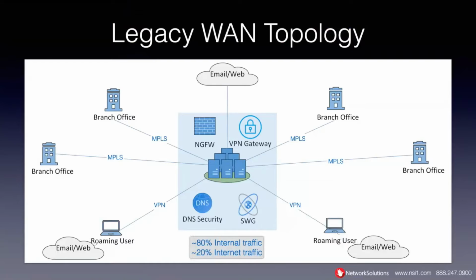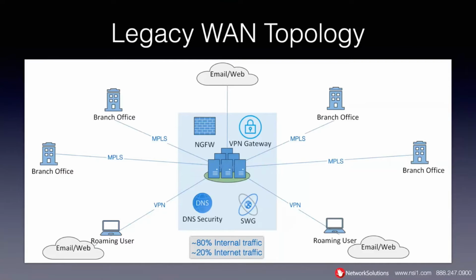A typical WAN topology: you've got a corporate office, a central data center that provides access to the internet, and a few branch offices with MPLS or leased line or fiber, getting internet access through the data center. And a few roaming users that access the data center via remote access VPN, with direct internet access for web.